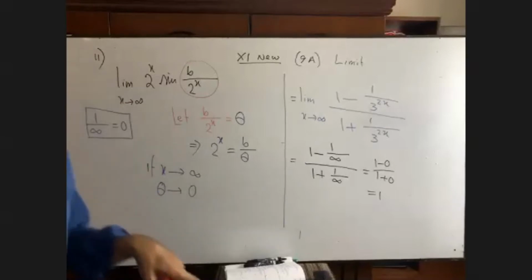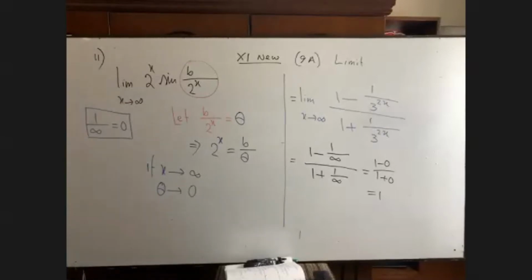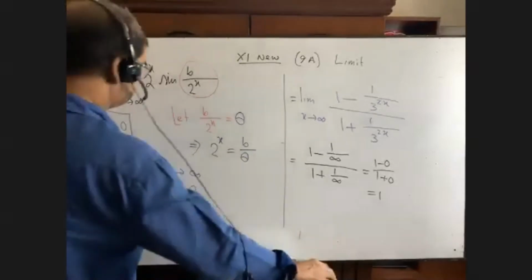Last time I showed you something by infinity is 0, because we can write here infinity is what? 1 by 0. That is 1 into 0 by 1. We are getting 0. Talk to me.